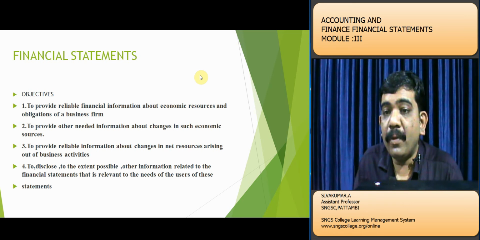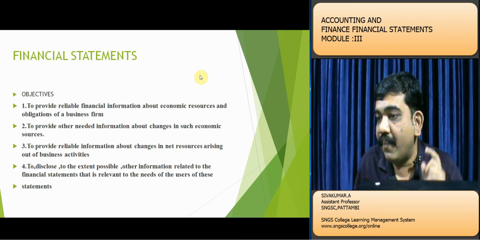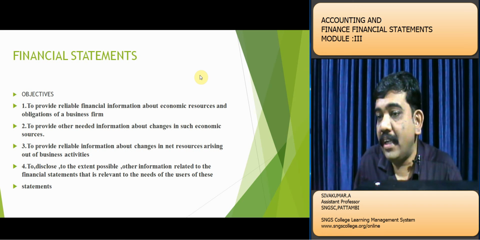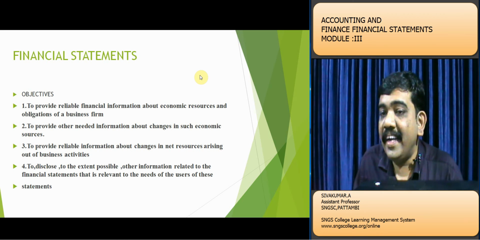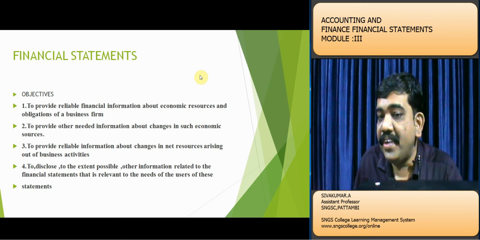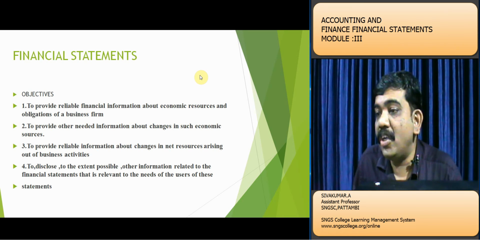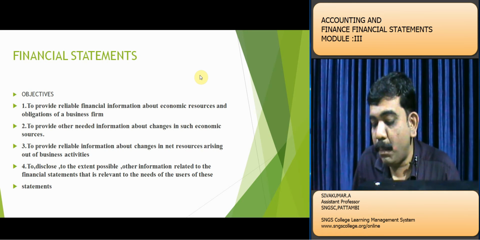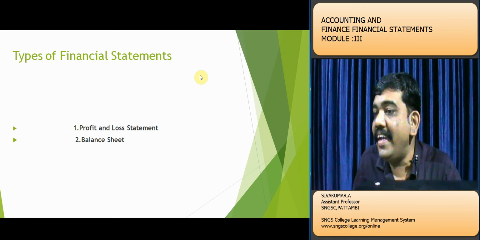First one is to provide reliable financial information about economic resources and obligations of a business firm. The second one is to provide other needed information about changes in such economic resources and economic scenario. And third one is to provide reliable information about changes in net resources arising out of business activity. And the last and not the least, to disclose, to the extent possible, other information related to the financial statements that is relevant to the needs of the users of these statements. Those are the basic objectives for the preparation of financial statements in every accounting knowledge.